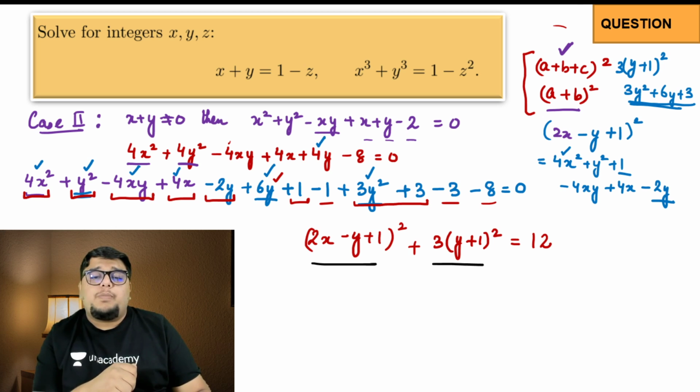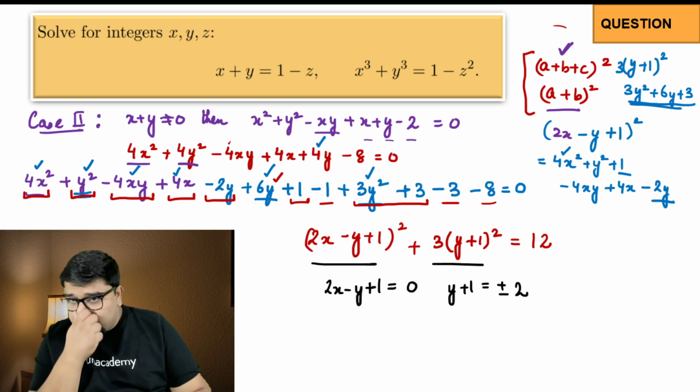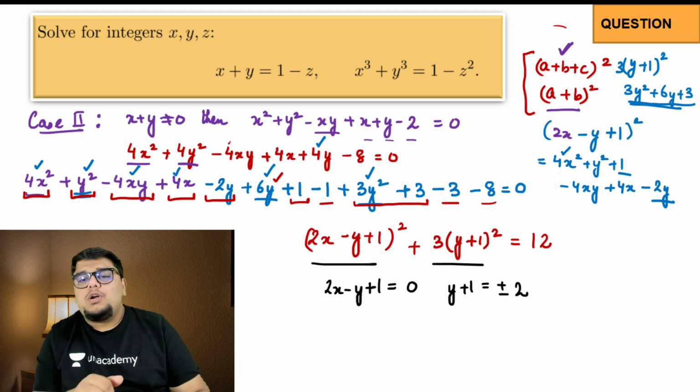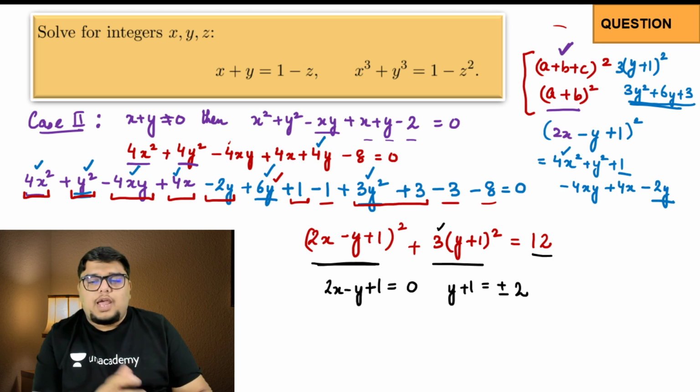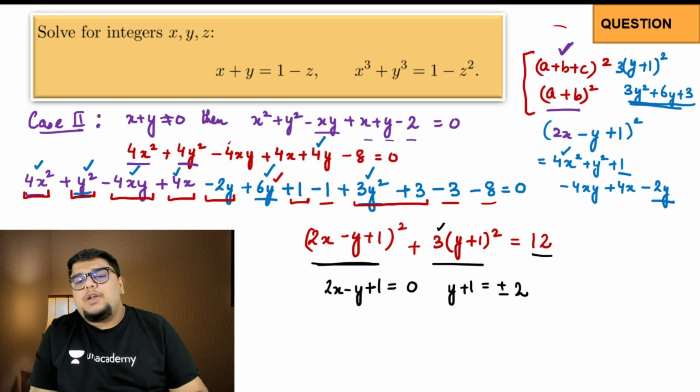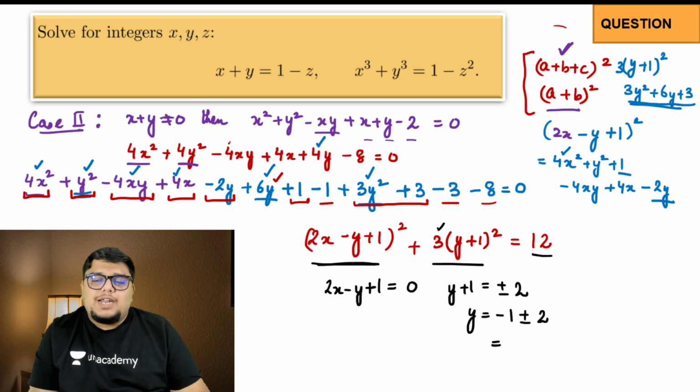Like this could be 2x minus y plus 1. This could be 0. And y plus 1 could be plus minus 2. Because plus minus 2 whole square will be 4. 4 3s are 12. You will get 12. And this is already 0. And once you have this, you will get some solutions from here. What are the solutions that you get? If y plus 1 is equal to plus minus 2, y will be equal to minus 1 plus minus 2. So you get two values of y. One is minus 3 and the other value is 1.